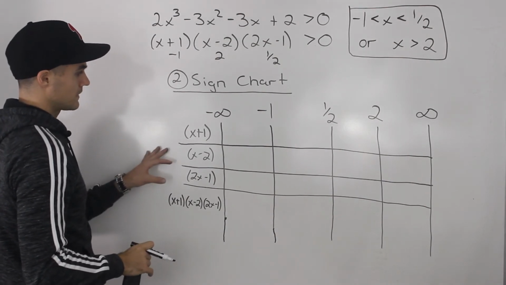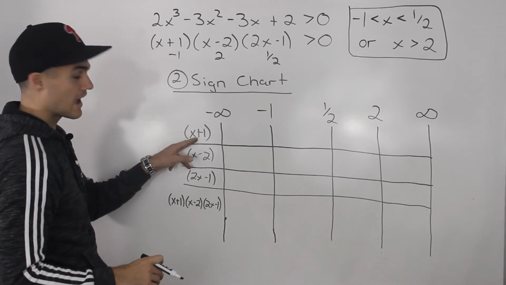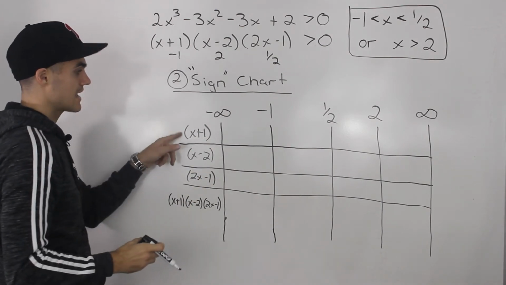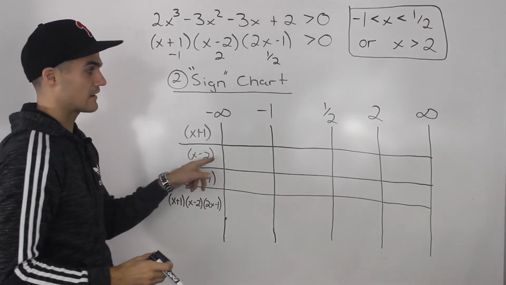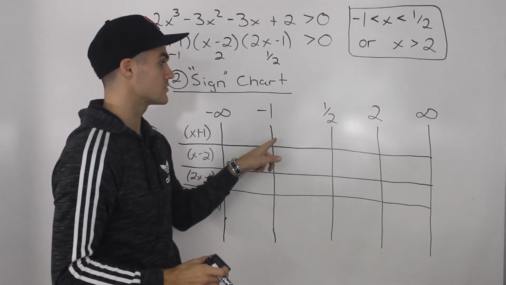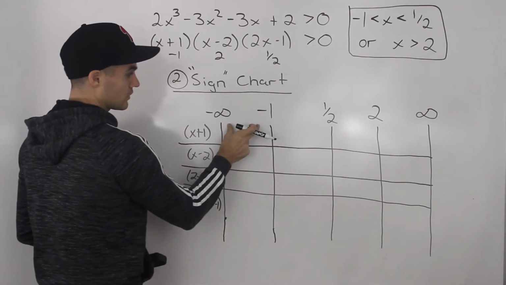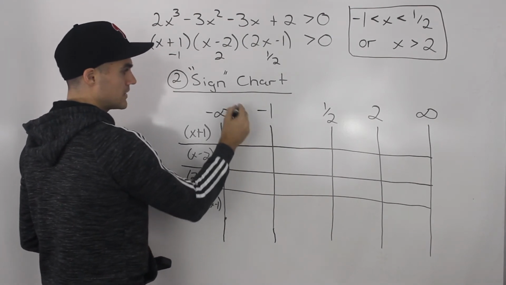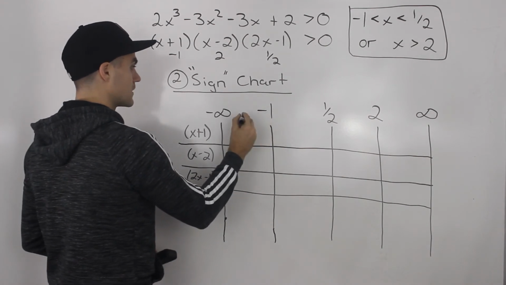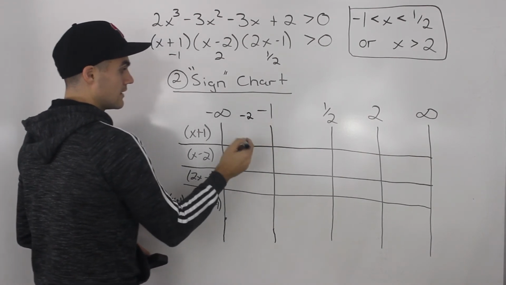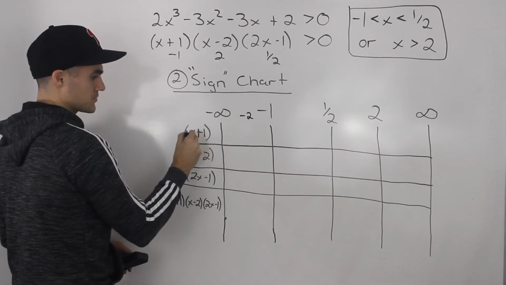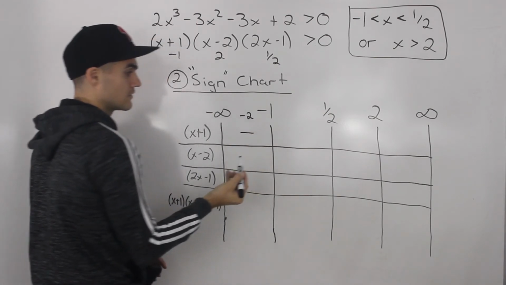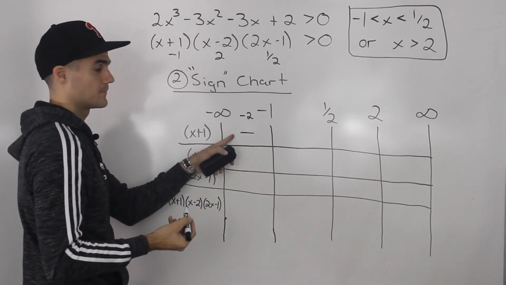Now what you want to do is figure out what's the sign, right? A sign chart. This is where the name comes from. What's the sign of each of these factors in between these intervals? So let's start off with this interval here, from -infinity to -1. What you want to do is pick a number between -infinity and -1. So let's say, I don't know, -2. If we plug in -2 for x plus 1, -2 plus 1, that is -1, so that is a negative number. So we would just put a negative sign here.